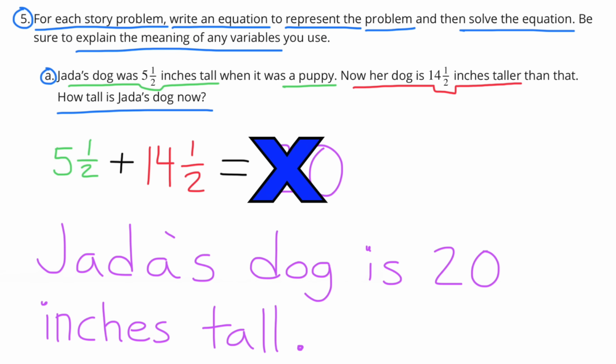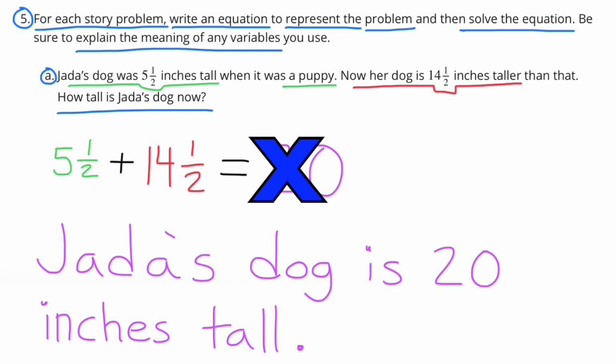Number 5. For each story problem, write an equation to represent the problem and then solve the equation. Be sure to explain the meaning of any variables you use. A. Jada's dog was 5.5 inches tall when it was a puppy. Now her dog is 14.5 inches taller than that. How tall is Jada's dog now?